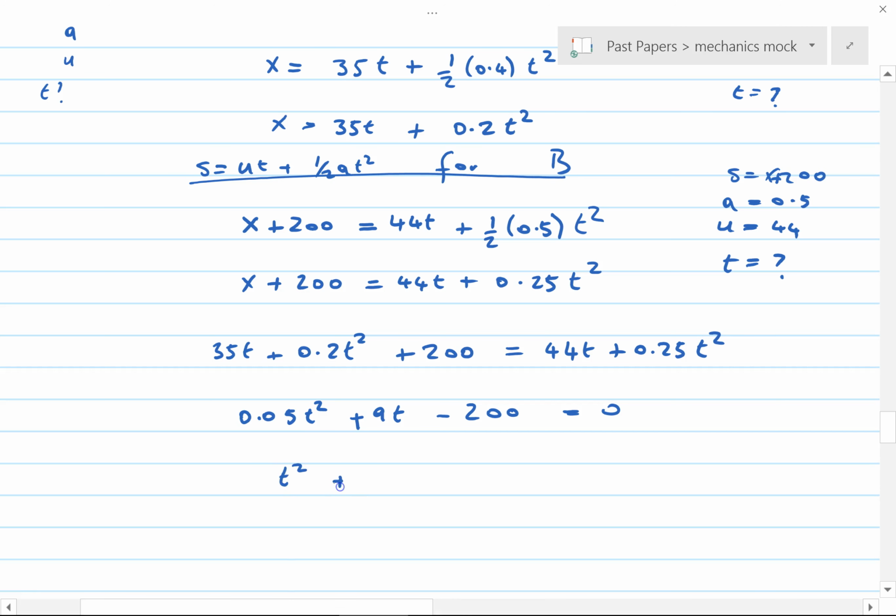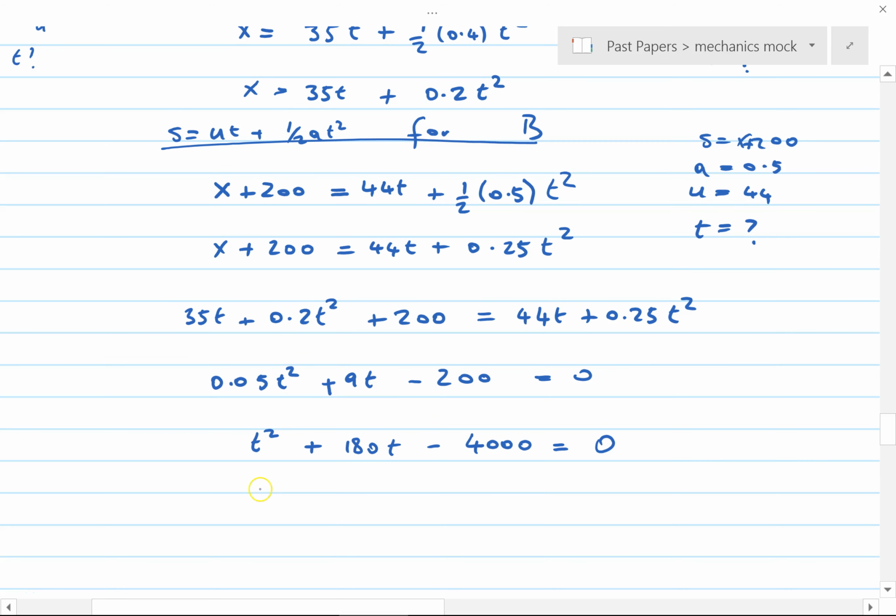We get t squared plus 180t minus 4000 equals 0. So that factorizes: t minus 20 and t plus 200. Obviously the negative solution is not appropriate. So you've got t equals 20.